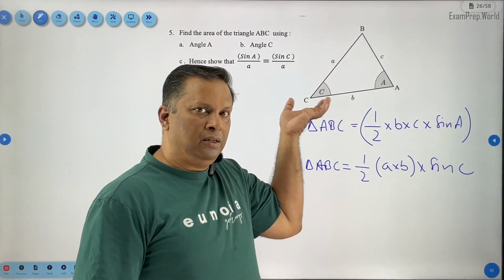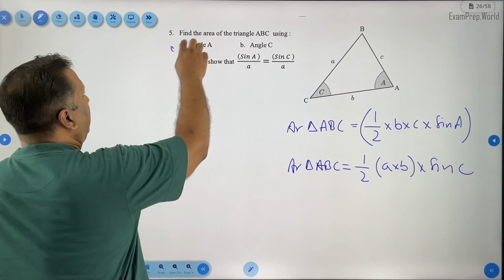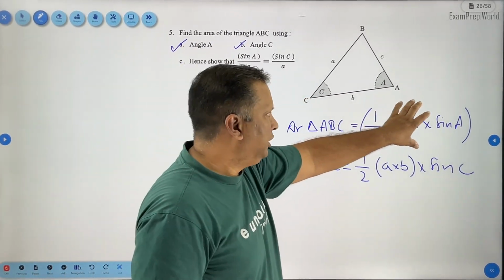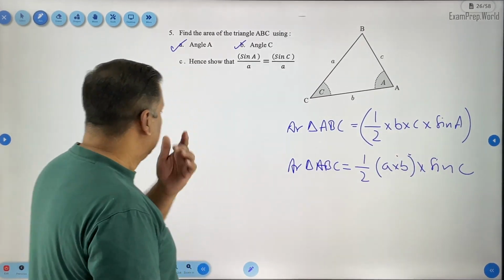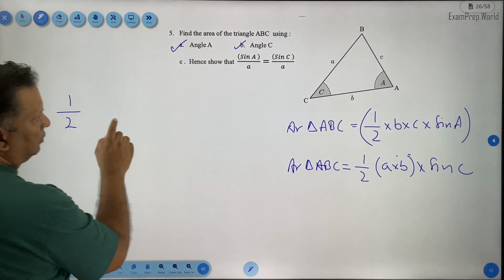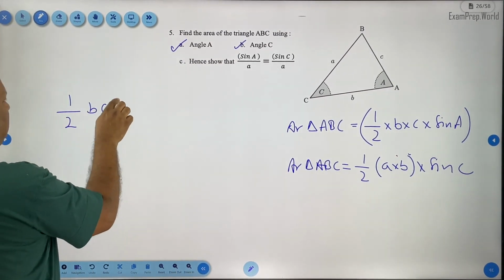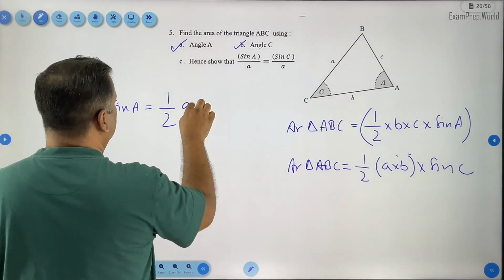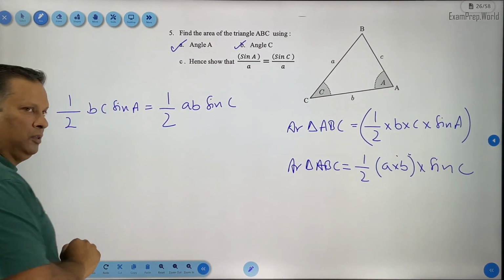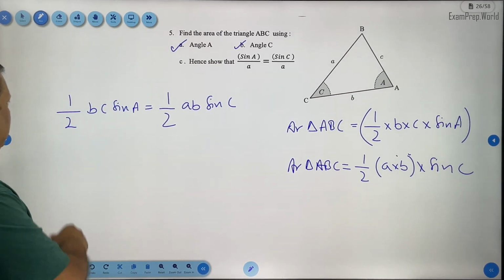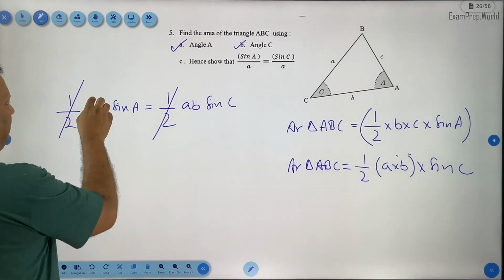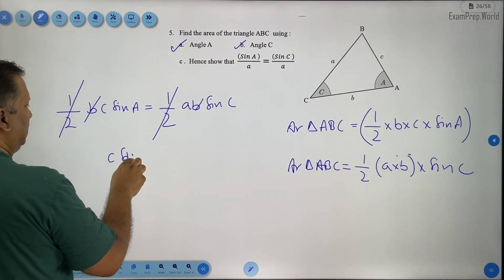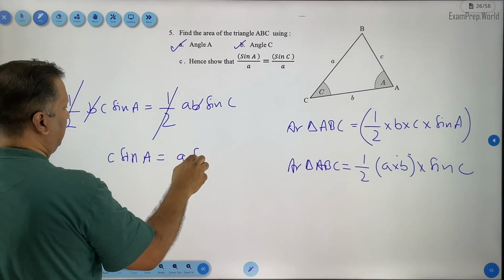So both are area of the same triangle. Once I was using A, the other time I am using C. So first A and B is done. Now we have to show this. See, both are areas of the same triangle. So this expression is equal to the next expression. So let's write it. Half BC sine A equals to half AB sine C. Okay. Clear up to here? Now cancel half half. Cancel B. Therefore we have C sine A equals to A sine C.